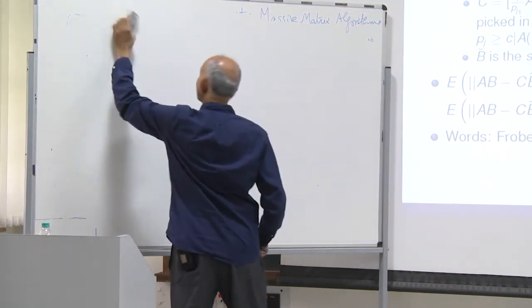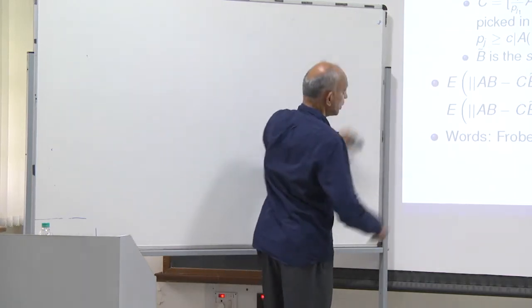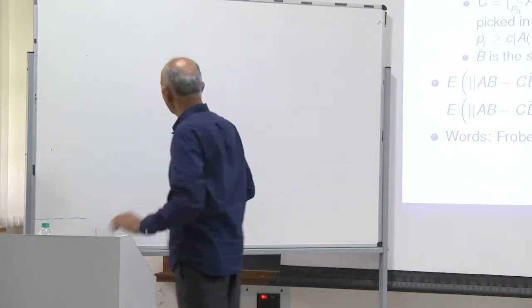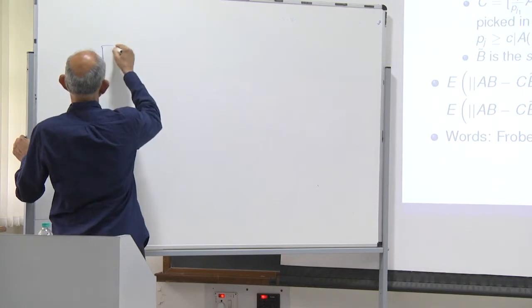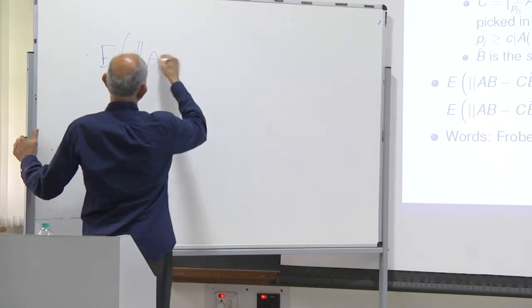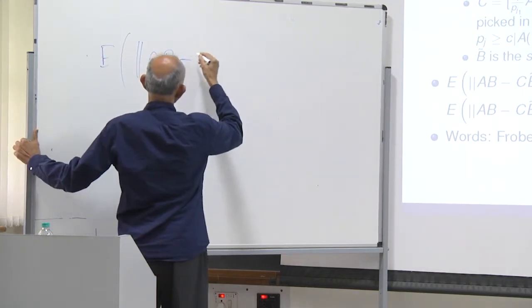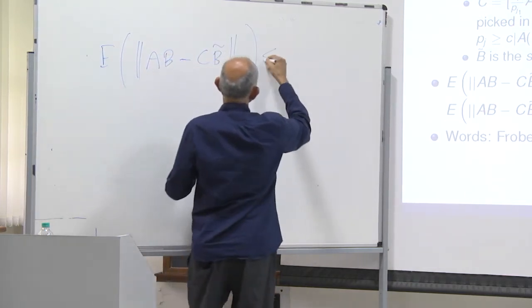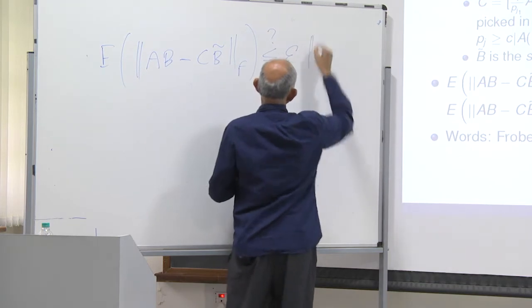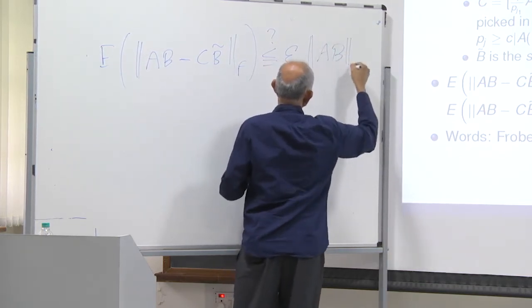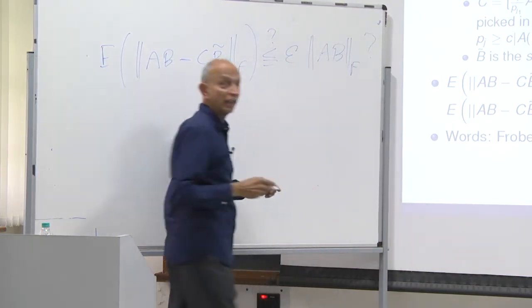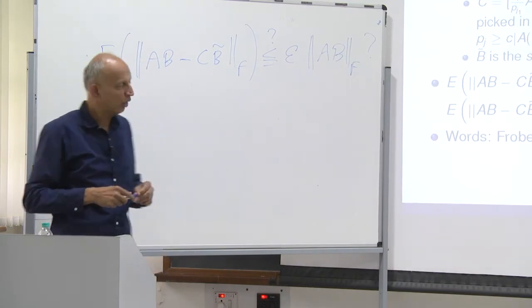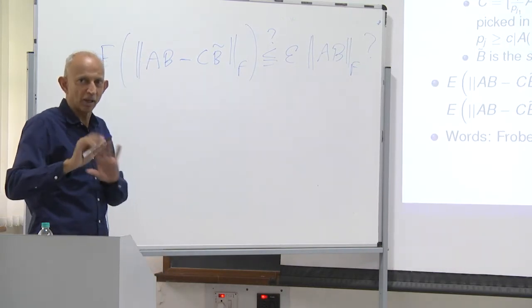Let's see whether, I don't know whether it's the one that you're suggesting. What you're saying is, I would like the expected value of AB minus its estimate to be epsilon times the Frobenius norm of AB, right? Length squared will not get you that.